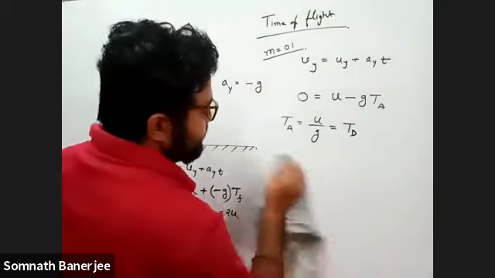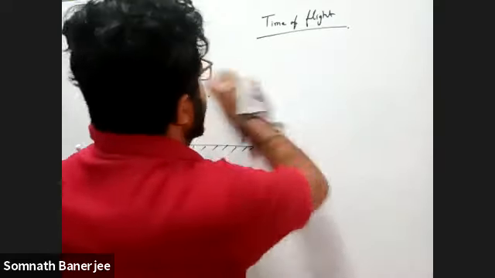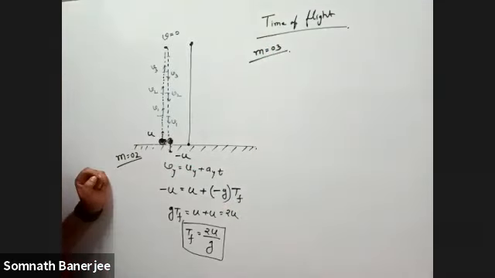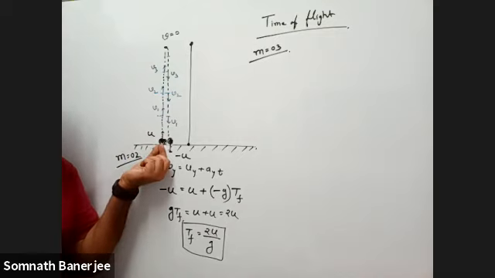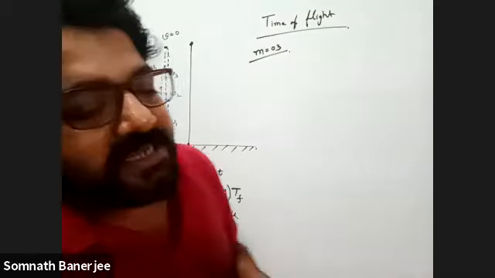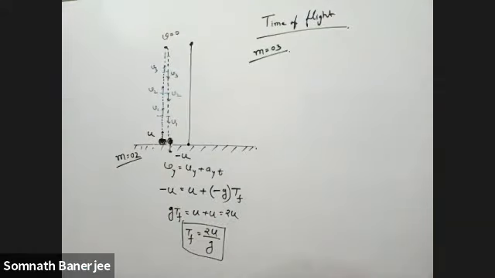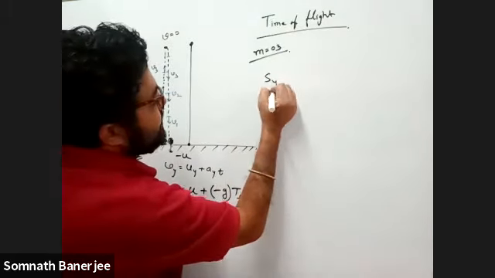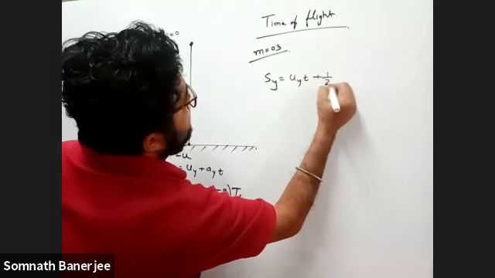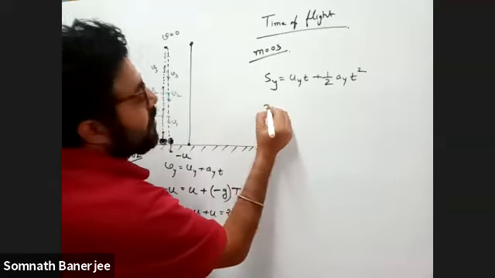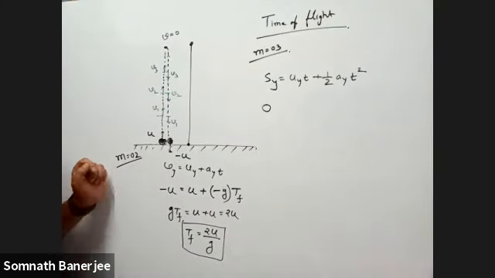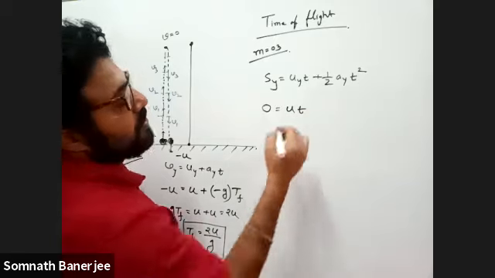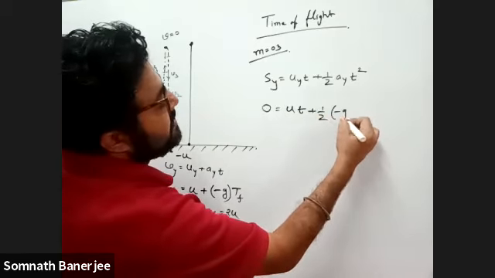Which one? See, method 3. In this method, just tell me, if a particle moves from this point and comes back to this point, what is the displacement along the y-axis? 0. Excellent. So what we can write, S_y equals u_y t plus half a_y t square. Displacement along y-axis is 0. Initial velocity is upward, so u, and time you have to find out, plus half minus g t square.